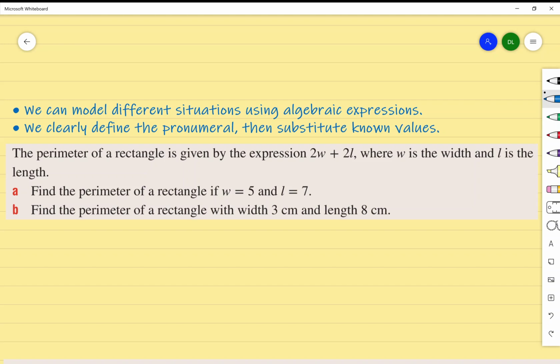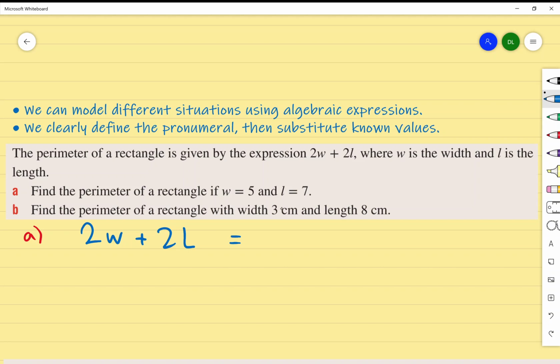The perimeter of a rectangle is given by the expression 2w plus 2l. That's just the formula that we know, where w is the width and l is the length. Find the perimeter of the rectangle if w equals 5 and l equals 7. So they've given us the formula, or the algebraic model, and we just substitute the values in, something you guys are already familiar with. So I'm going to go ahead and copy this formula over here, 2w plus 2l, and then I'm going to substitute the values in. So I know that w is 5 and l is 7.